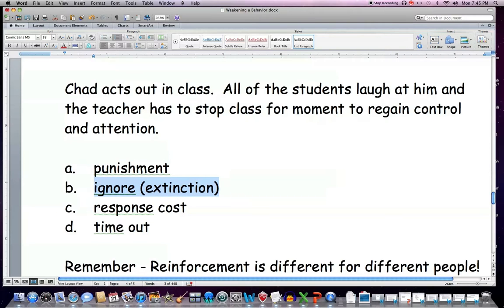But what if you don't know exactly what it is that's reinforcing him? It may be the fact that everybody laughs at him, or it may be the fact that he enjoys moments when the teacher loses control and has to try and regain things. The teacher could try something like response cost, taking away his gold star, or time at recess. But let's suppose she decides to try time out. She thinks, I don't know exactly what is causing him to do this, but I'm going to remove him from all reinforcement that I can see. I'm going to isolate him.